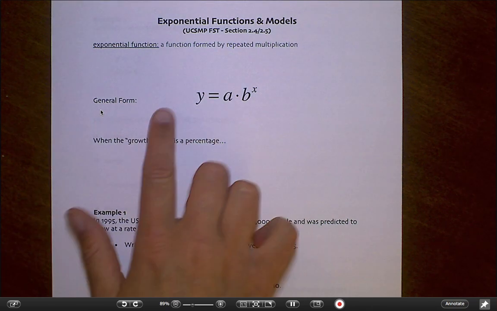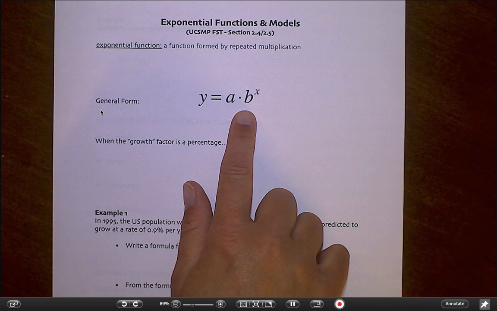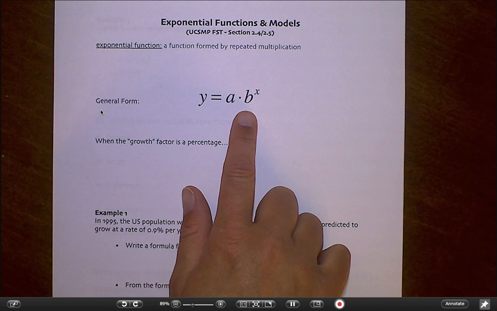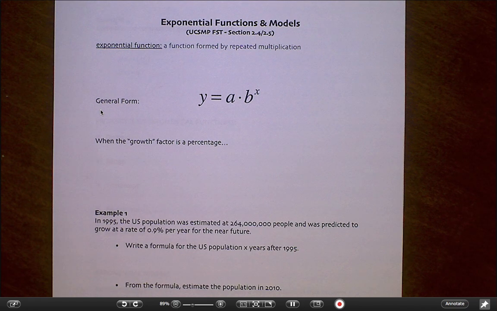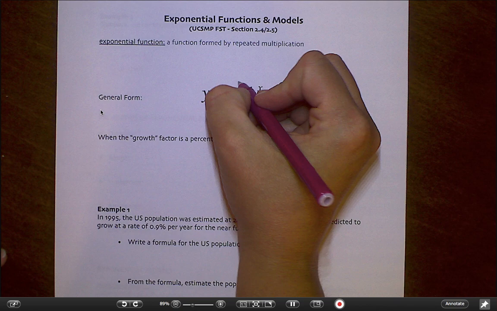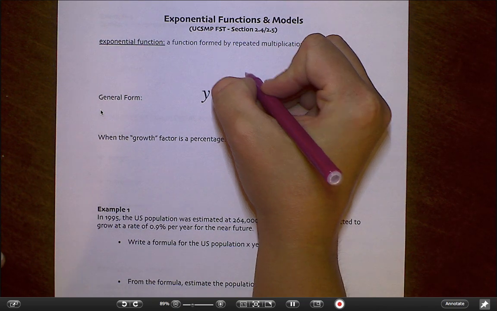So this is the general form of an exponential function. This should look familiar to you. You saw this last year. And when we're looking at this form, these letters have some significance. So the A is always your initial value.